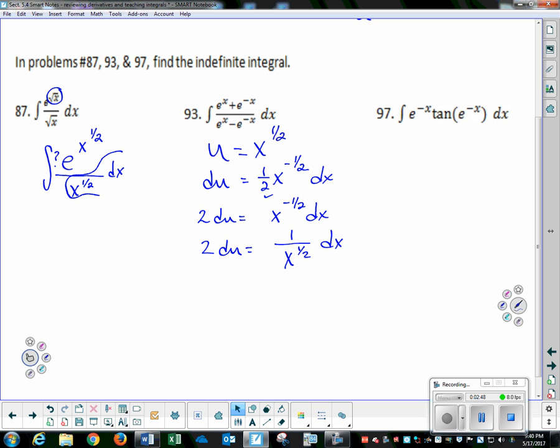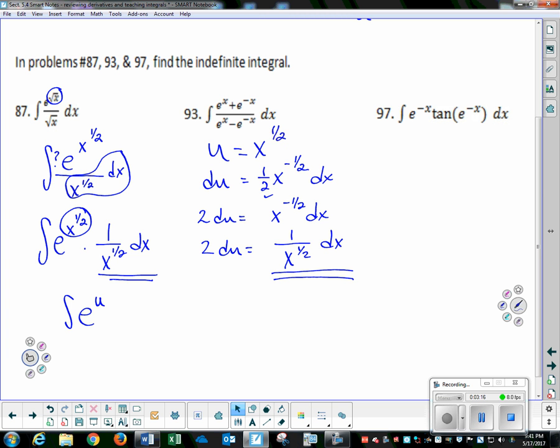I have this in place, don't I? If I wanted to analyze this very carefully, I could say I have e to the square root x, or x to the 1/2, 1 over x to the 1/2 dx. Now, this is a perfect match for over here. So we're going to substitute 2 du for that. I'm going to substitute u for this x to the 1/2. So we get e to the u, and then 2 du will go in place of this object, right? And now that's easy integration.